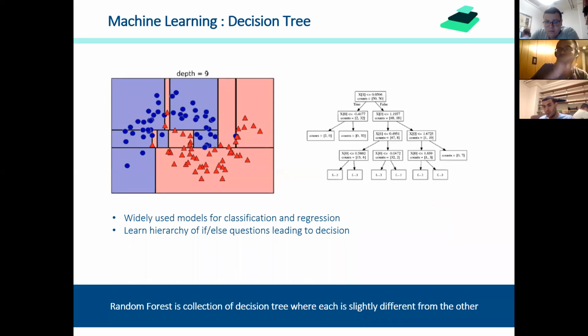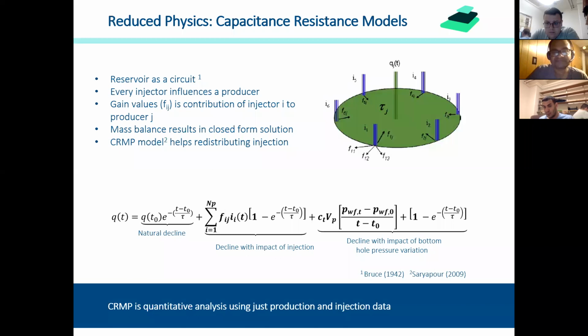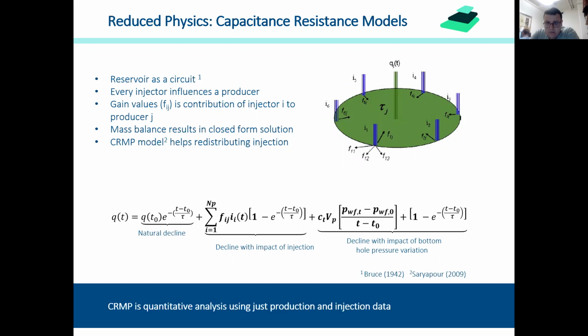So that is a feature importance value that you get, and through that value you can estimate effective and ineffective injectors. So again, a separate approach, but operating completely on data, which helps you determine a list of effective and ineffective injector producers. The third kind of approach that I mentioned are called reduced physics models.